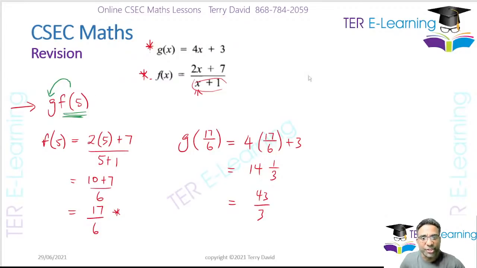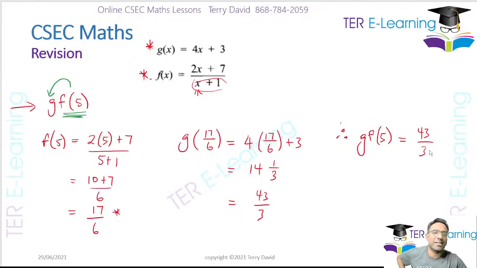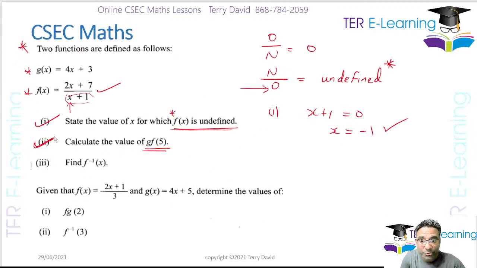So the question asks us gf of 5, so then you're going to tell them, therefore gf of 5 is equal to 43 over 3, or you can leave your answer as 14 and 1/3. It doesn't matter. So that's my answer for part 2 in this question here.